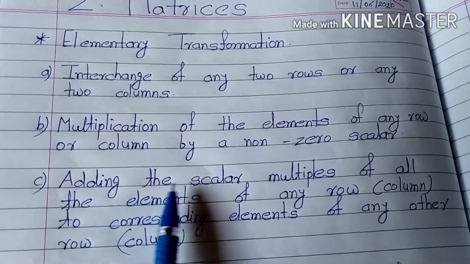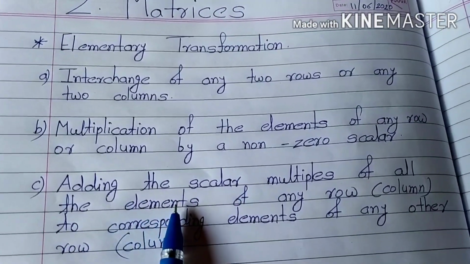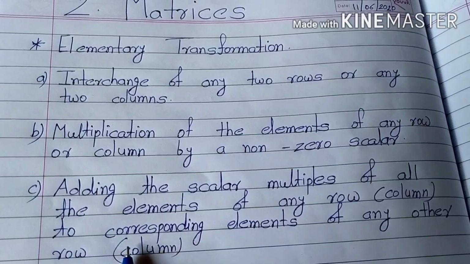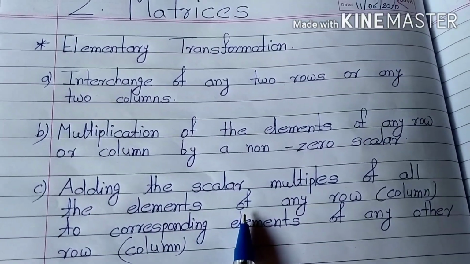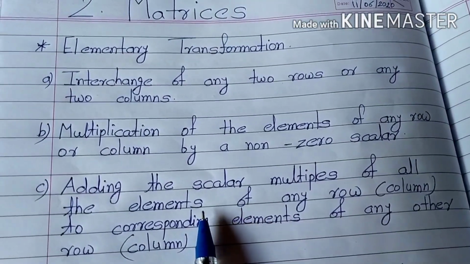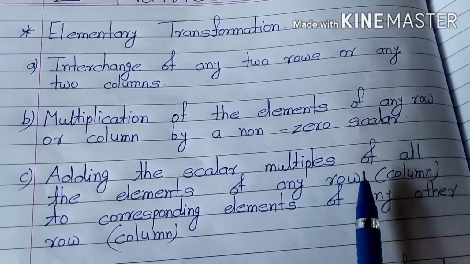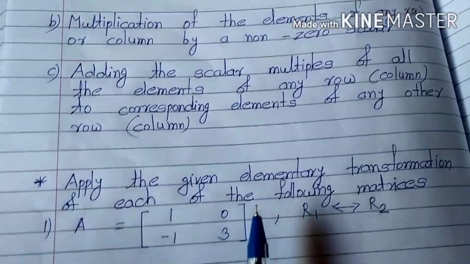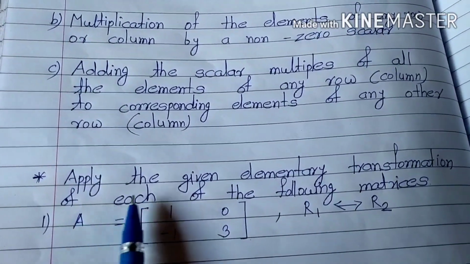Third, adding the scalar multiple of all the elements of any row to the corresponding elements of any other row. If k is a scalar multiplied by the first row, then you can add it to the second row or third row. So here are some examples on it.